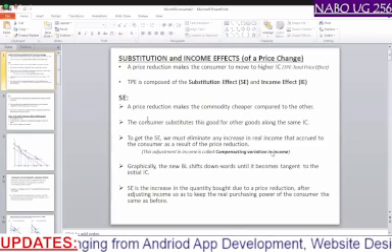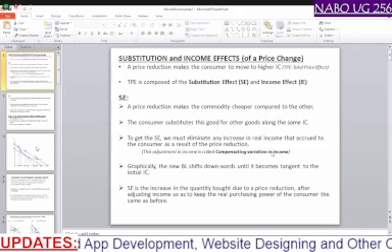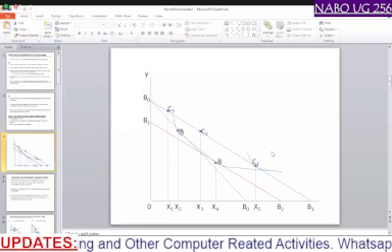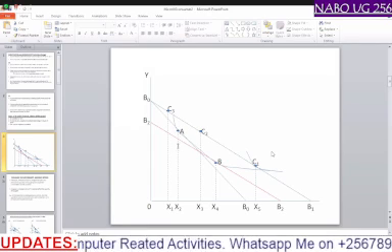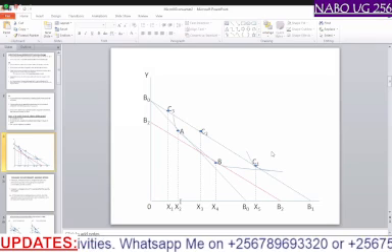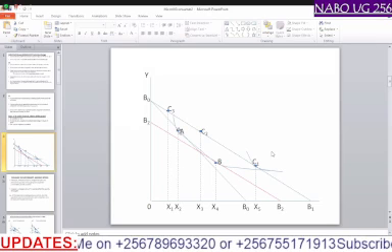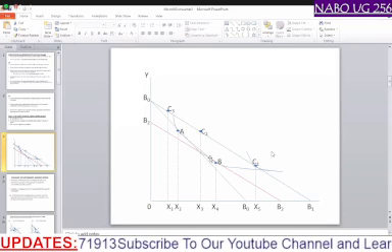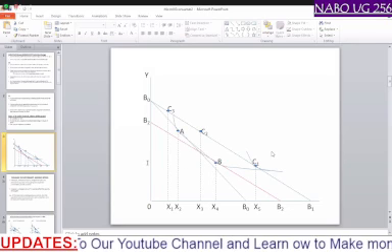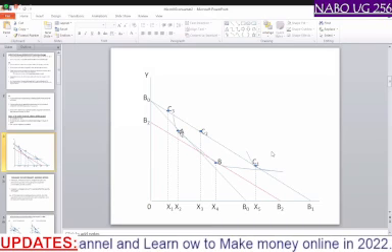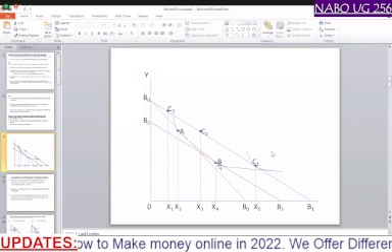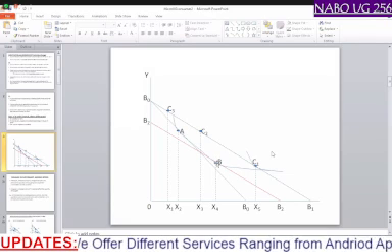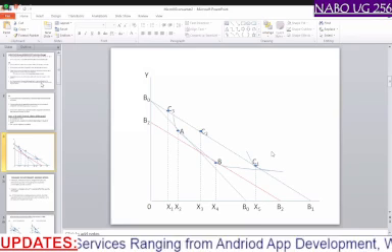So I've already said the price reduction makes a commodity cheaper compared to the other. So when we go back here, along that indifference curve, assuming that initially the individual is at point A, and now the price of X falls, because at A he's buying 2 units of X. When the price of X falls, X becomes cheaper than Y. So what he does, he substitutes Y for X. So now he can buy more of X and reduces Y, because now Y is expensive. So the movement from A to B is what we call the substitution effect of a price change. Hope that is clear. A to B is the substitution effect of a price change.